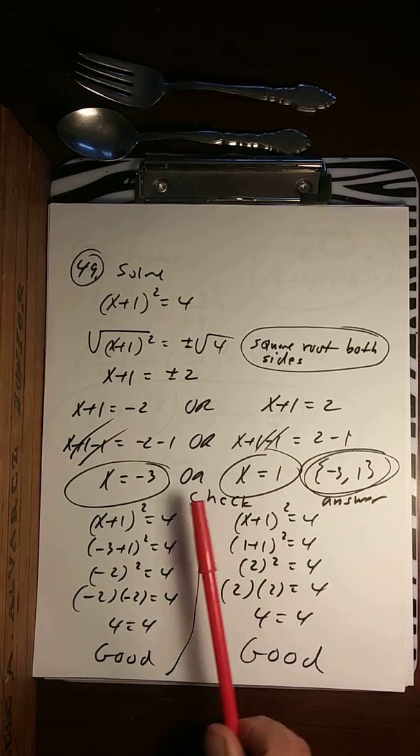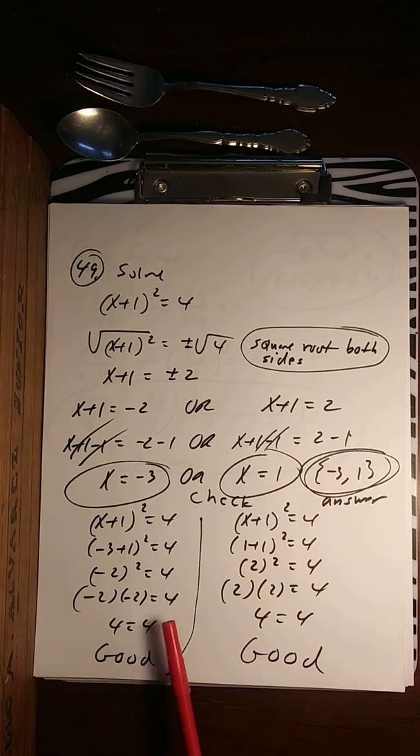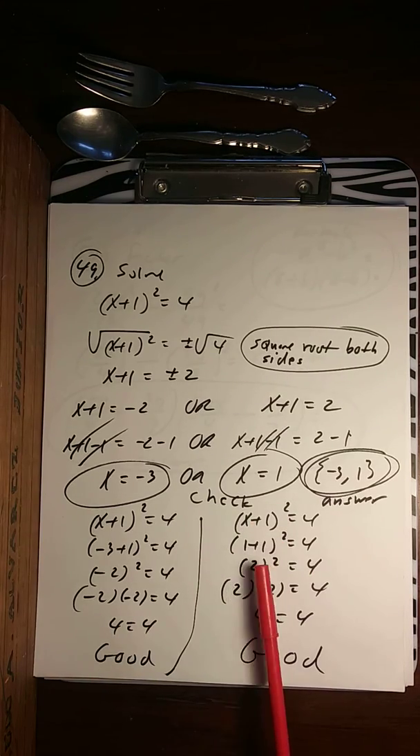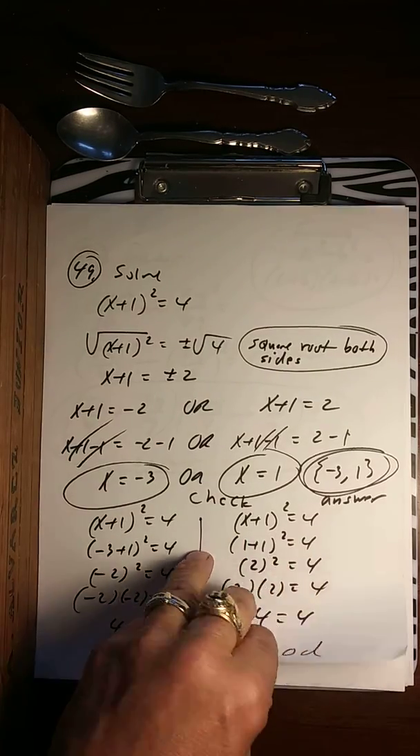So now, do they work? Try them. Negative 3 plus 1 is negative 2. Negative 2 squared is 4. 4 is 4. Yes. Put the other one in there. 1 plus 1 is 2. 2 squared is 4. 4 is 4. Yes. They both work.